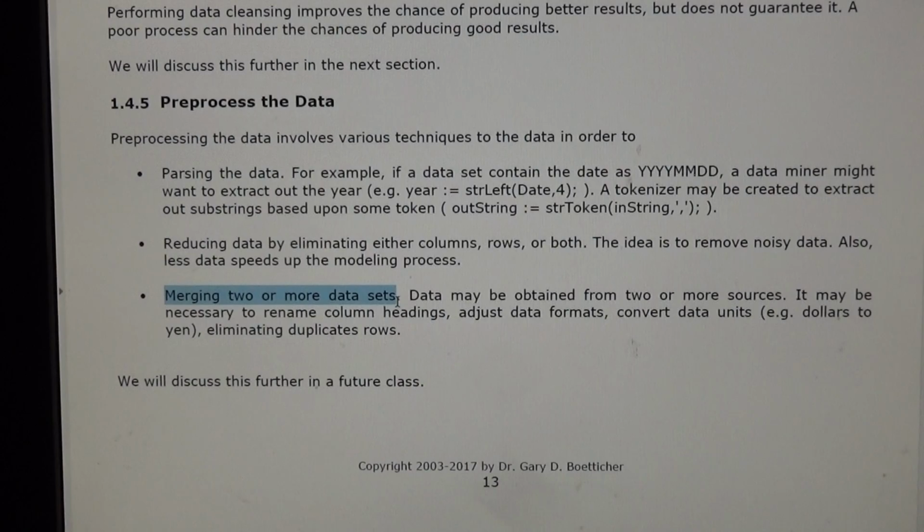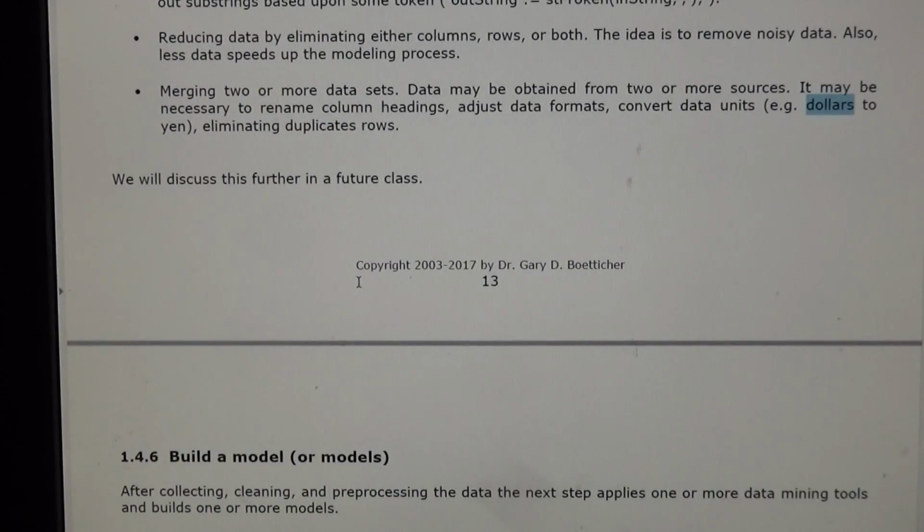We might want to merge two or more data sets. And that can have problems. Let's say a company merges, they buy out somebody in England, the salary is in pounds there, or let's say a company in Japan uses yen and America uses dollars, how do we bring those two together? That will be discussed in preprocessing in a future class.